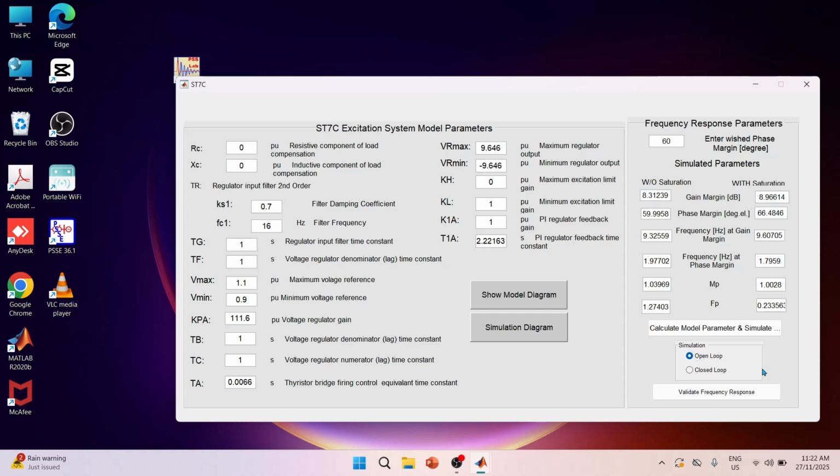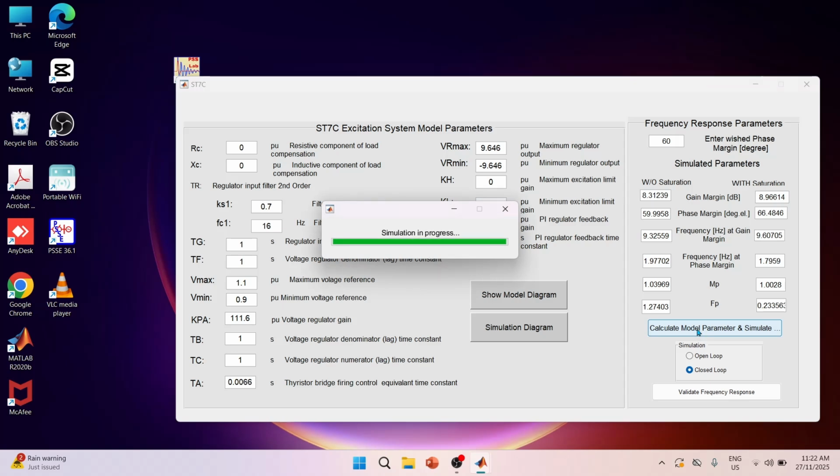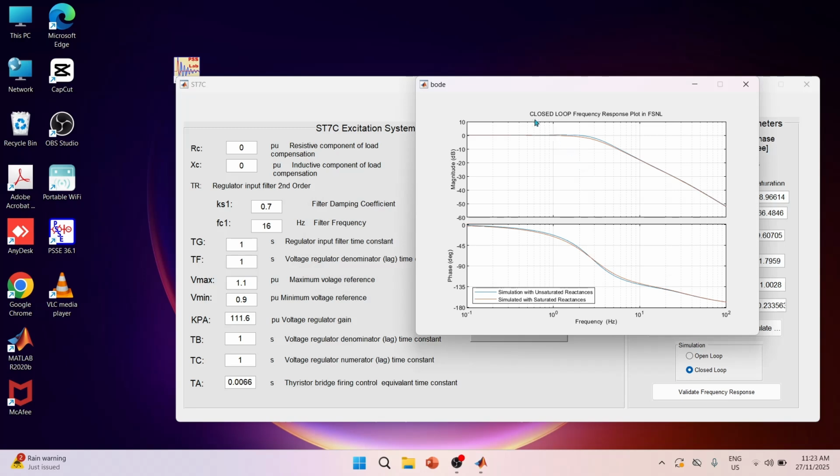Similarly, we can simulate the closed loop frequency response plot. I just choose here the closed loop and click on the calculate model parameters and simulate frequency response. We've got here the frequency response of the closed loop with magnitude in decibel for one graph and the phase in degree for another graph. The blue line is for the simulation with unsaturated reactances and the red one is for the simulation with saturated reactances. The peak values on the magnitude graph can also be verified.